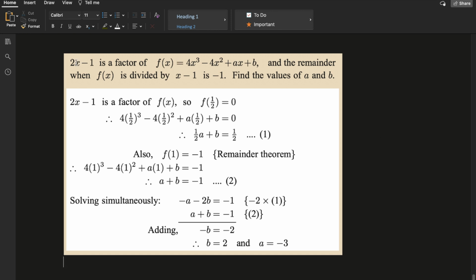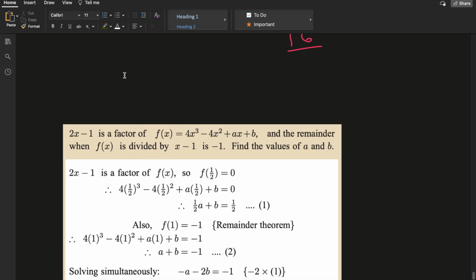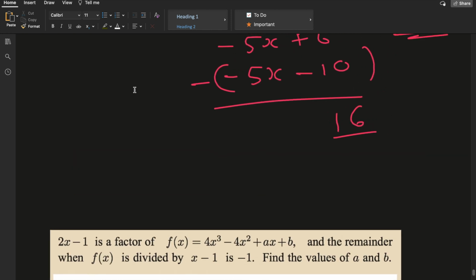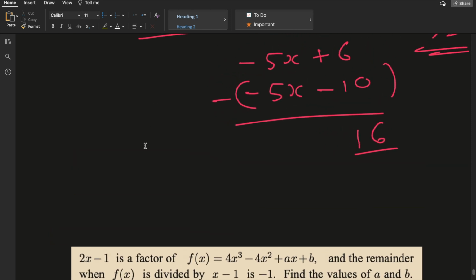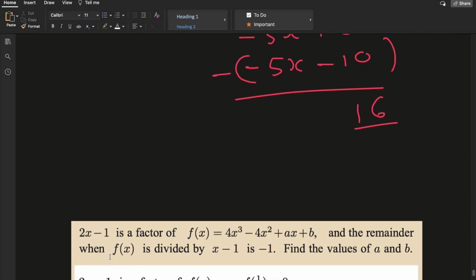So if 2x minus 1 is a factor of this, and the remainder when f of x is divided by x minus 1 is minus 1, find the values of a and b. Without looking at the solution, we'll just look at the question first and see what we're supposed to do. Since this is a factor, that means p of 1 by 2, or in this case f of 1 by 2, will be 0, since the remainder must be 0, and that's what they have done.